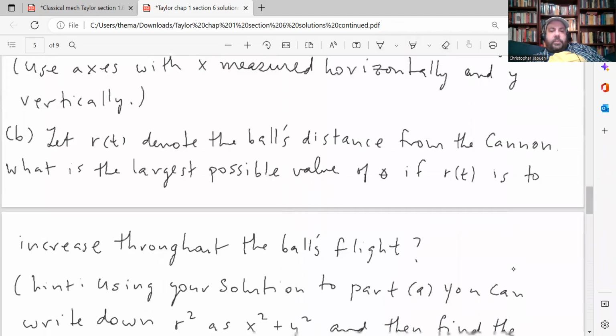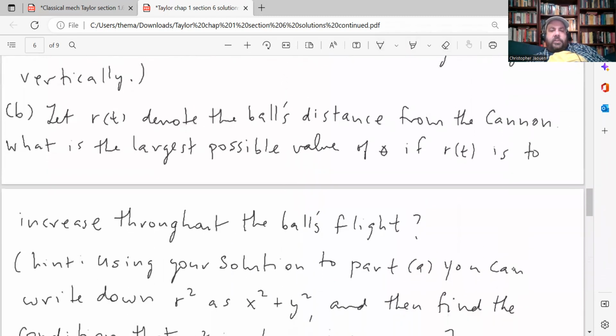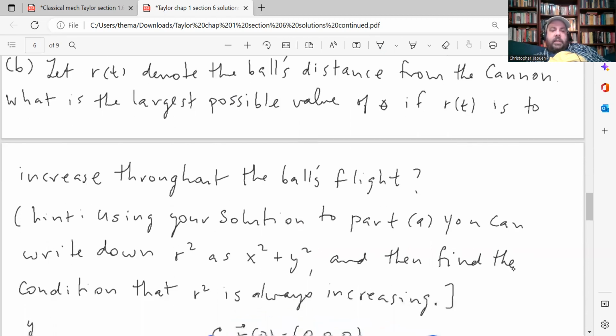All right, so let me just read through it again. Let R of t denote the ball's distance from the cannon. What is the largest possible value of theta if R of t is to increase throughout the ball's flight? Right? And he gives us a hint here.